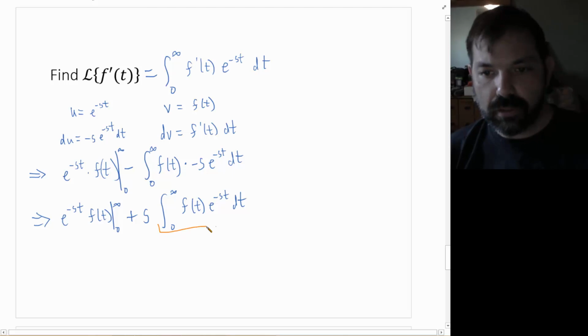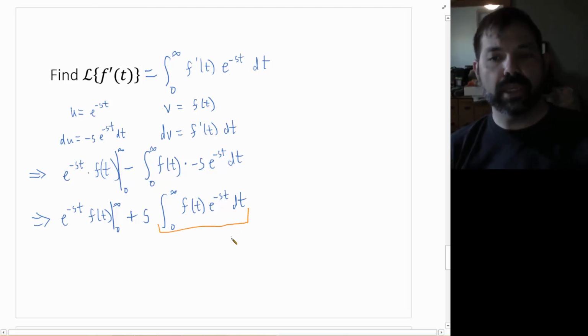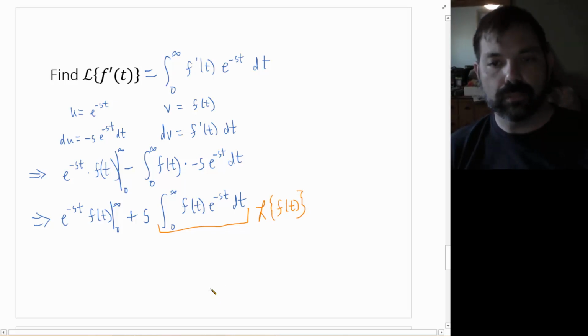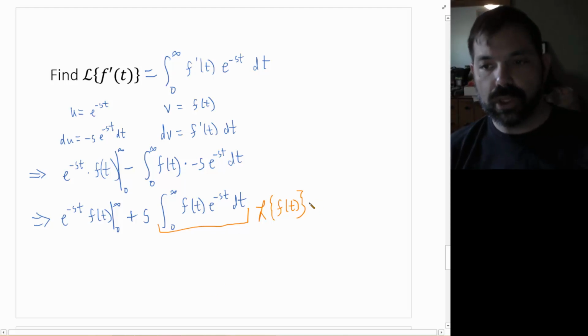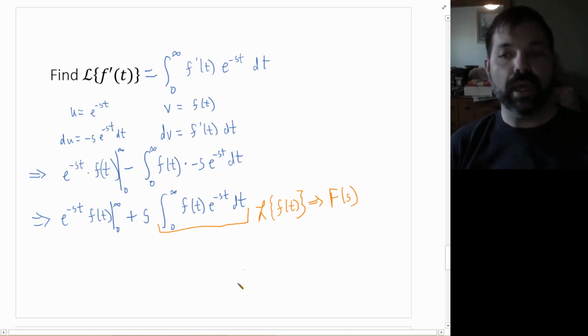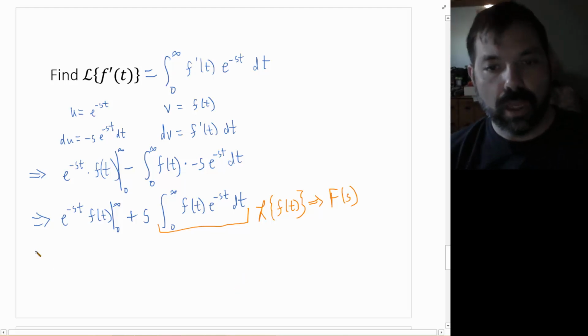And if you look at this integral from 0 to infinity of f of t e to the negative st dt, well, that's just the Laplace transform of f of t, which I'll write as capital F of s.